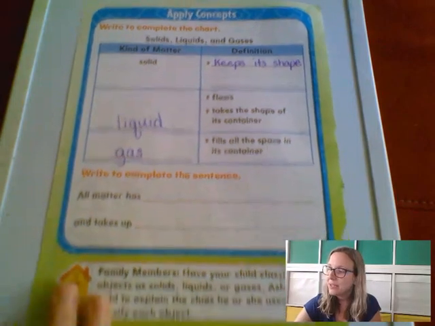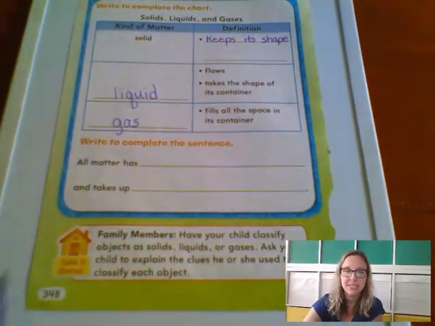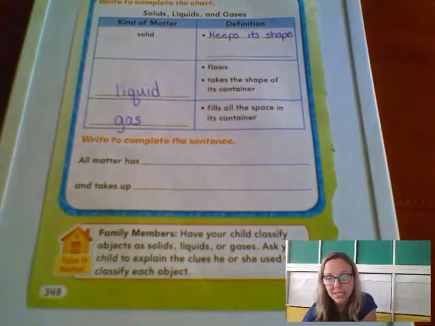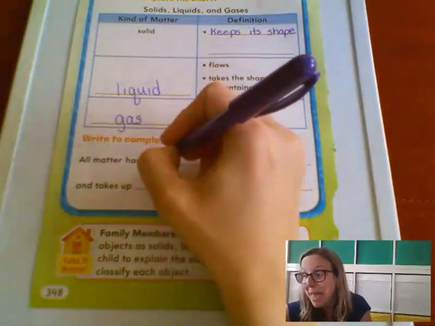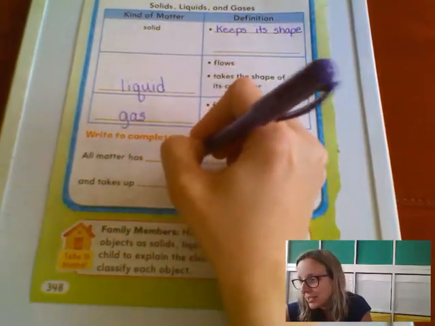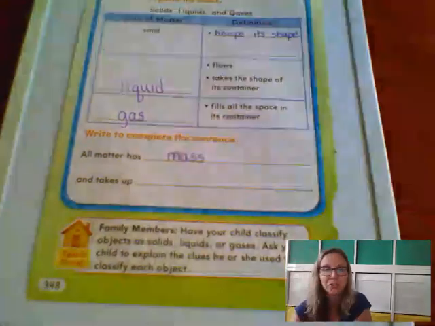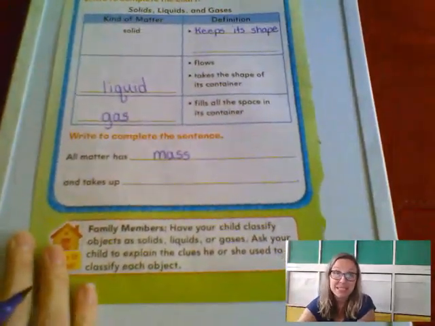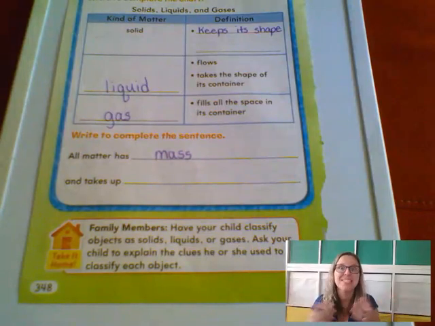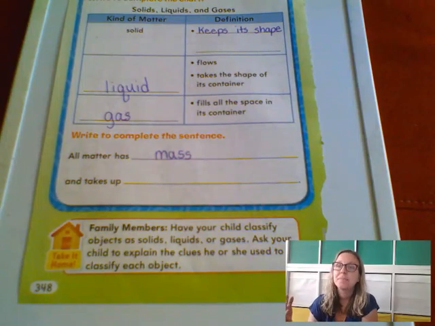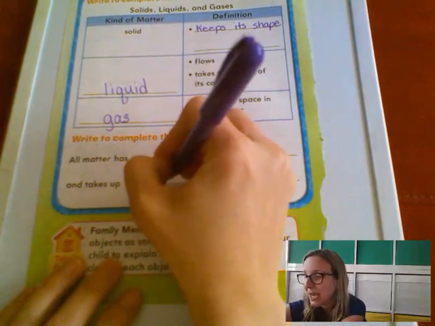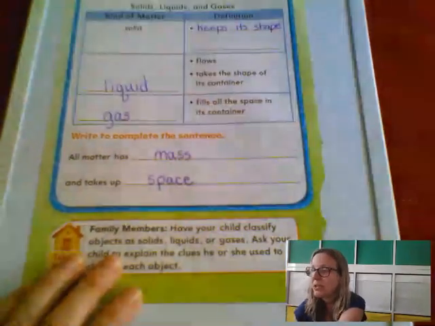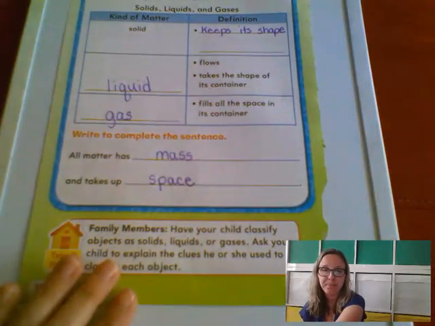Okay. So now down here it says write to complete the sentences. It says all matter has blank and takes up blank. Well, this goes back to what I was talking about at the beginning. All matter has mass, right? And we discussed that we don't mean mass like church in science. We mean mass as in how big or small something is. Its size is its mass. So all matter has mass and it takes up space. So for that last one, you should write the word space.